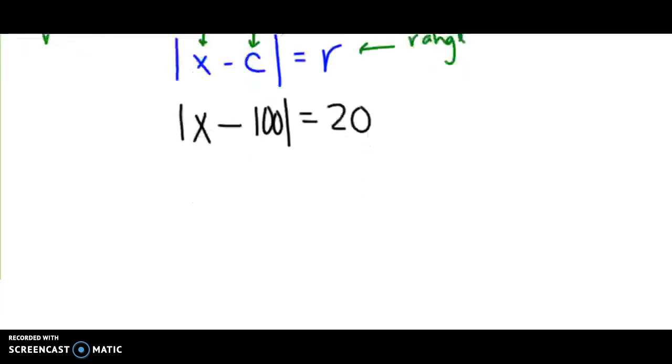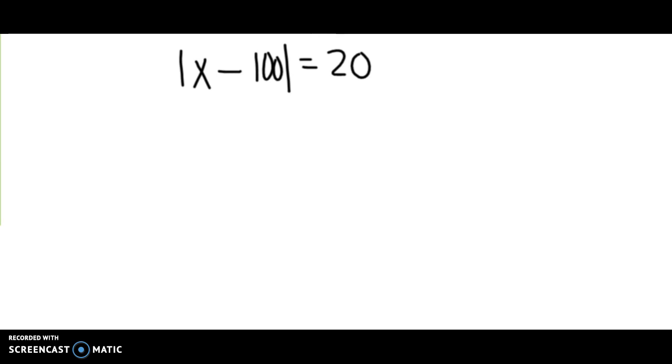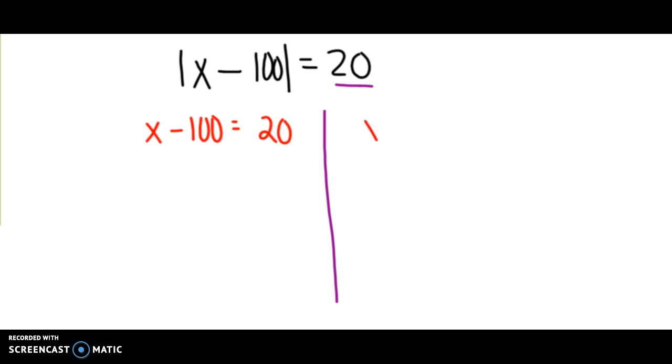Anytime I'm solving absolute values, what I like to do is put a line right down the middle, and I solve it when my range is positive, and I solve it when my range is negative, because I'll get 2 different values. So x minus 100 is going to be equal to a positive 20. Or x minus 100 could be a negative 20, but when I put it in the absolute value, it comes out as a positive 20. So now I have 2 equations that I can solve.